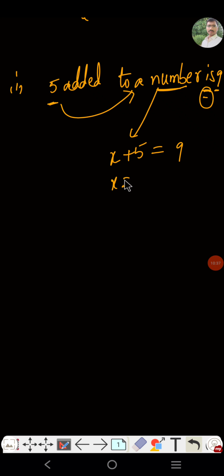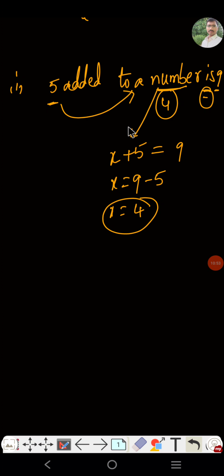x is equal to. If we send plus 5 to the RHS, plus becomes negative. That means 9 plus 5 minus, plus 5 becomes minus 5, and x is equal to 9 minus 5, 4. So what is that number here? 4 only. Now check: 5 is added to 4, 5 plus 4, 9 only, na? That means the result is 9 only.